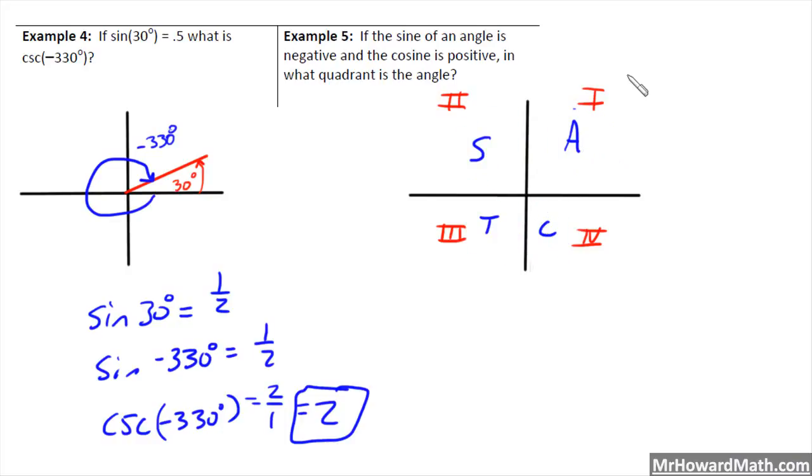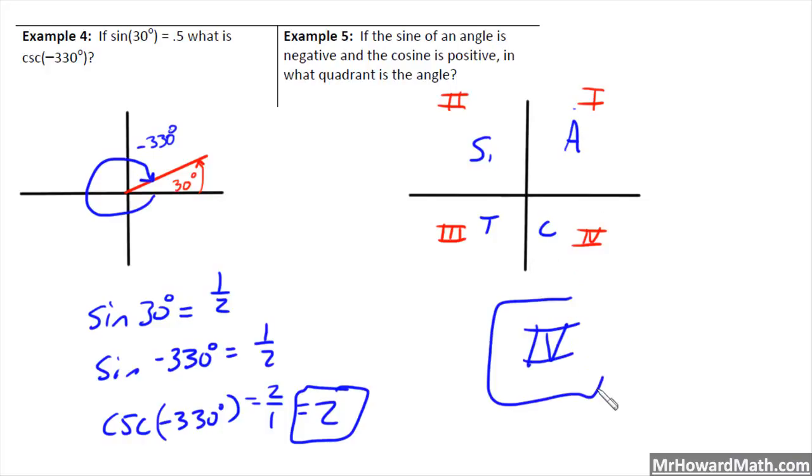What this stands for is that all of the trig functions are positive here. This S means that only sine and its reciprocal cosecant are positive here. This T is tangent. Only tangent and its reciprocal cotangent are positive here. And this C is for cosine, so only cosine and its reciprocal secant are positive down here in 4. So if we want the one where sine is negative and cosine is positive, it has to be down here in quadrant 4. So quadrant 4 is the answer.